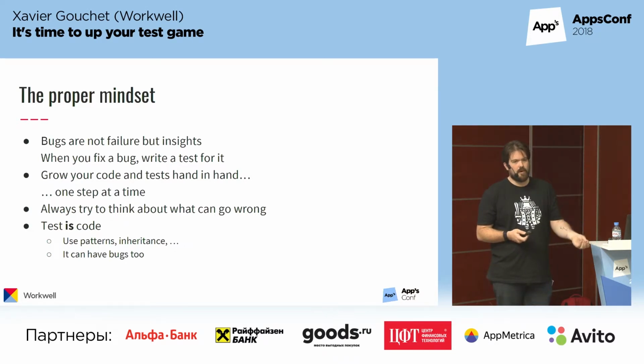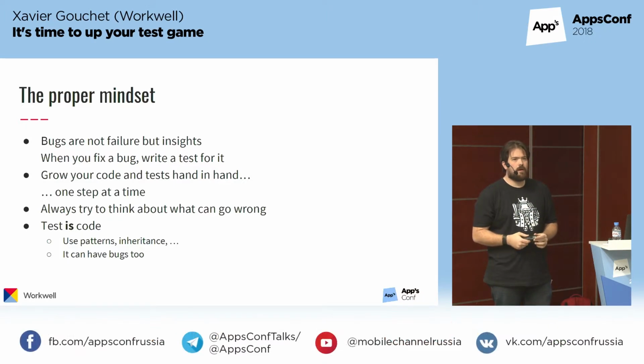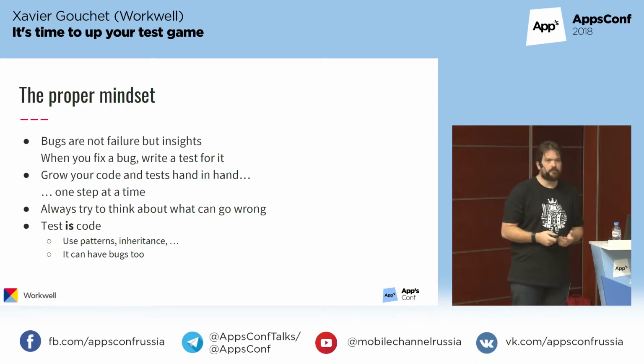Because if the bug happens once and you fix it, maybe someday someone is going to delete the lines that fix the bug because they don't understand it, and the bug is going to reappear. So you use a test that says, okay, I'm going to cover this bug specifically. You should grow your code and tests hand in hand, one step at a time. So make sure that every time you improve your code, you also improve your tests.